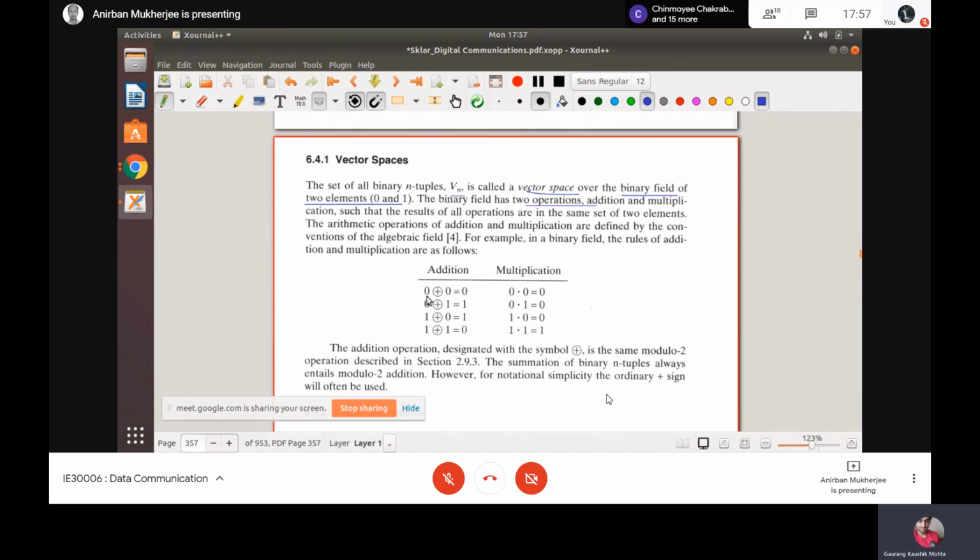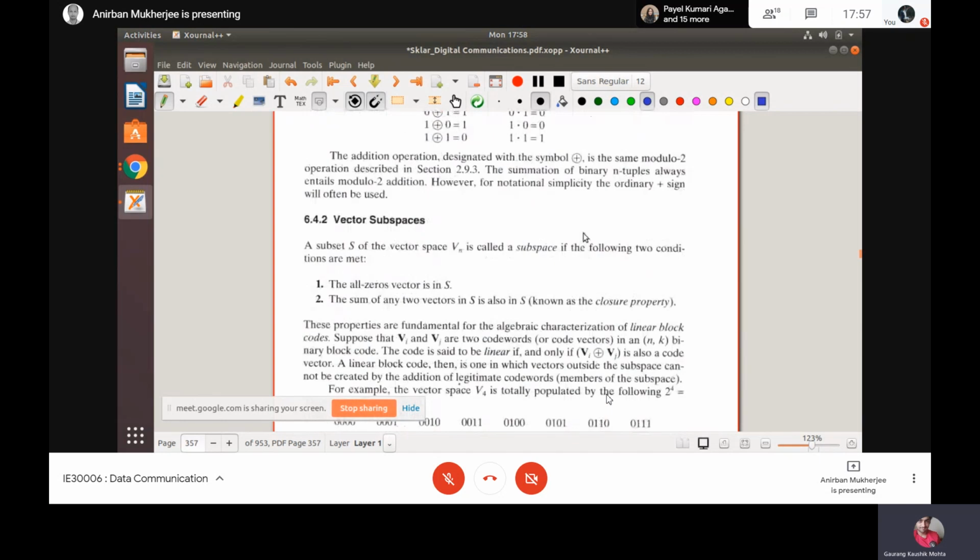Now addition here is an XOR operation. 0 plus 0 is 0, 0 plus 1 is 1, 1 plus 0 is 1, 1 plus 1 is 0. That means 1 plus 1 is 10, and I will take the last bit. Similarly, multiplication means whenever either operand is 0, the result is 0, and 1 times 1 is 1. These are the binary addition and multiplication.